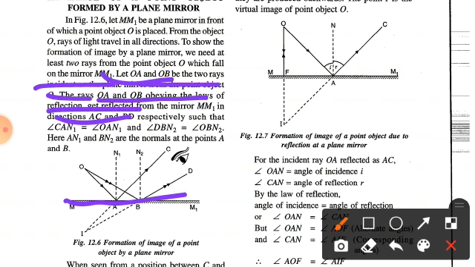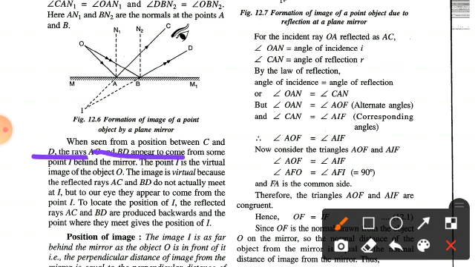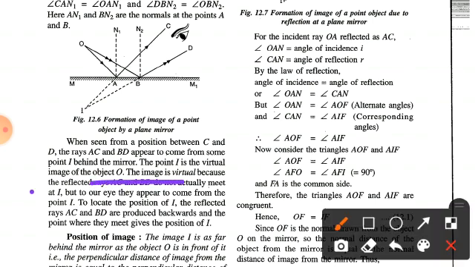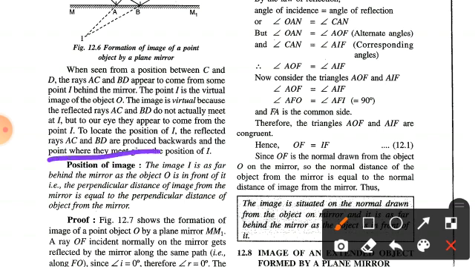Clear? Such that angle CAN1 is equal to angle OAN1 and angle DBN2 is equal to angle OBN2. Here AN1 and BN2 are the normals at the points A and B respectively. Clear? So when seen from a position between C and D, the rays AC and BD appear to come from the source point I behind the mirror. The point I is the virtual image of the object O, and the image is virtual because the reflected rays, AC and BD, do not actually meet at I, but to our eye they appear to come from the point I. To locate the position of I, the reflected rays AC and BD are produced backward, and the point where they meet gives the position of I.